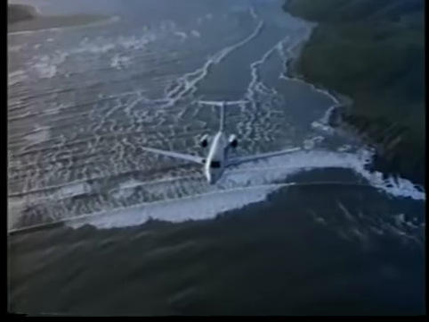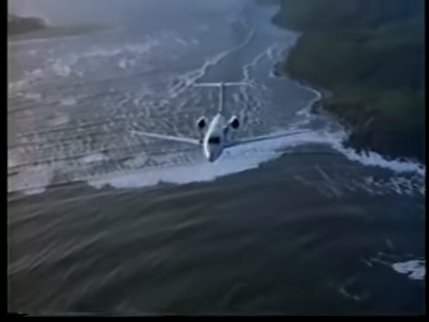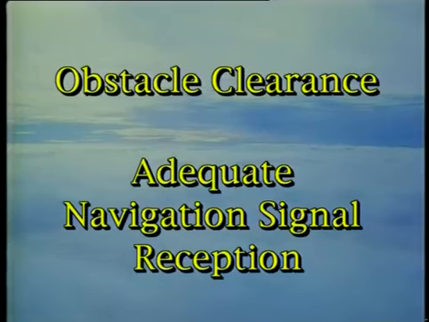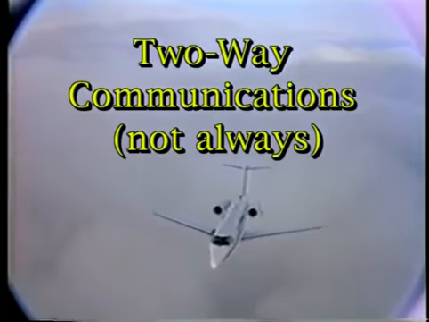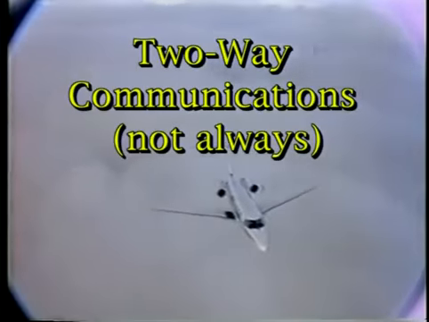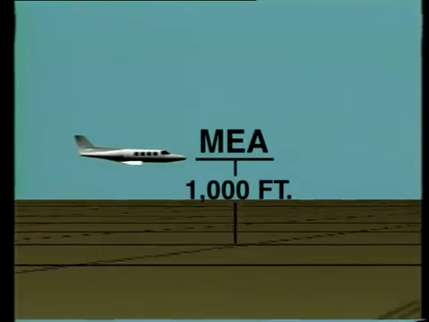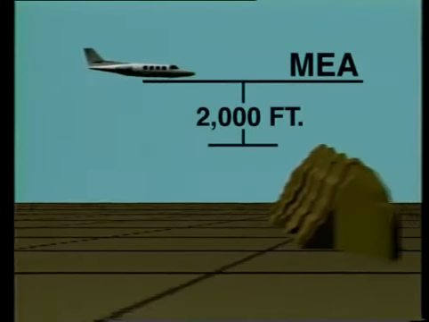Now let's review the various en route altitudes. Each designated airway in the continental United States is charted with a minimum en route altitude, or MEA, that has been established for 2 primary reasons. First, it guarantees obstacle clearance, and second, it indicates the lowest altitude at which you can expect adequate navigation signal reception. In addition, you can usually expect adequate communications at the MEA, although it is not guaranteed. When you're on an airway, the MEA normally provides a minimum of 1,000 feet obstacle clearance over non-mountainous terrain and 2,000 feet in mountainous areas.